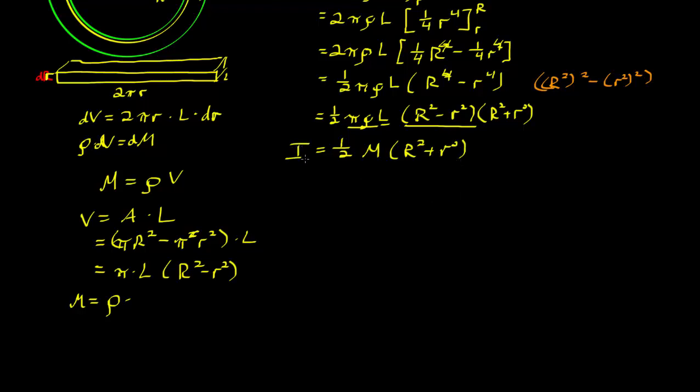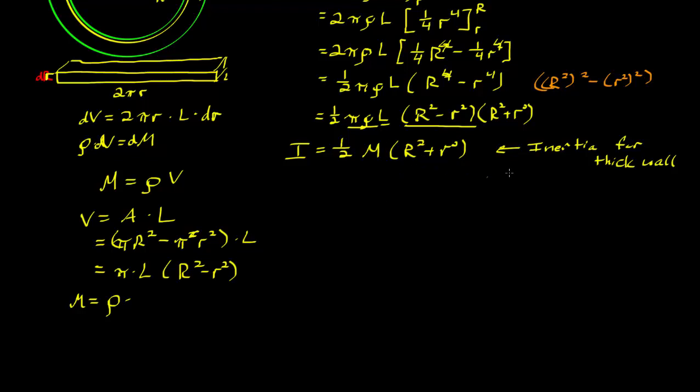This equation here, this is the inertia for a thick wall. A lot of times they write it as a squared and b squared, but it's the inner radius and the outer radius.